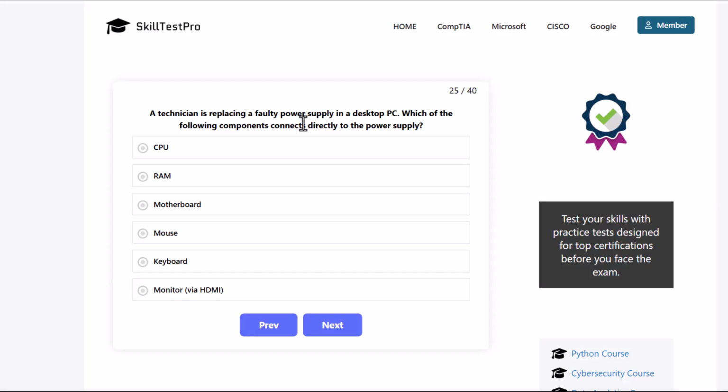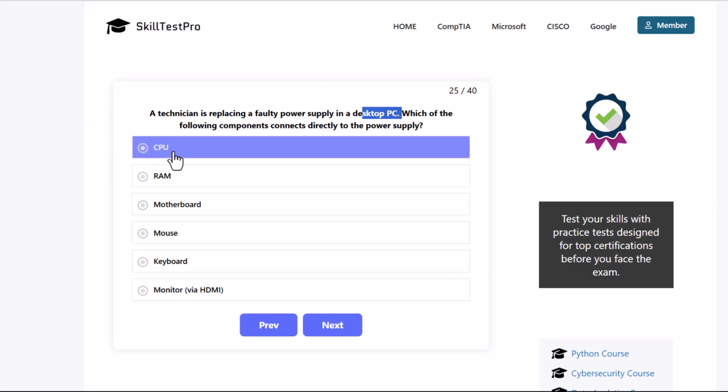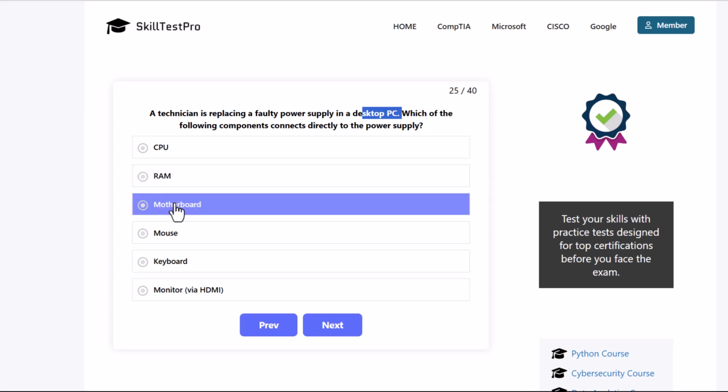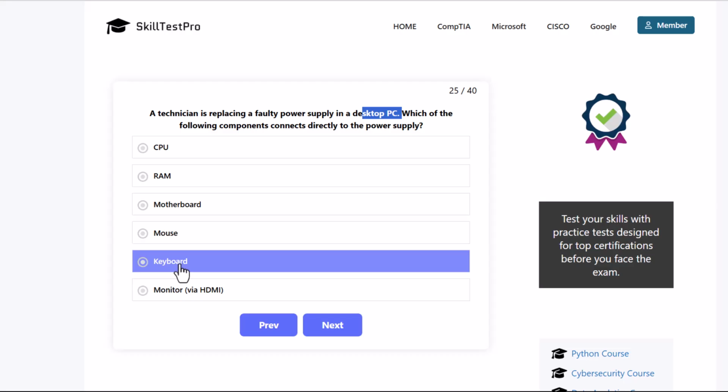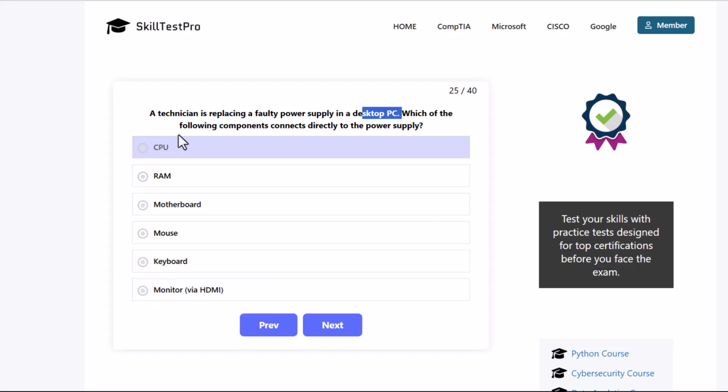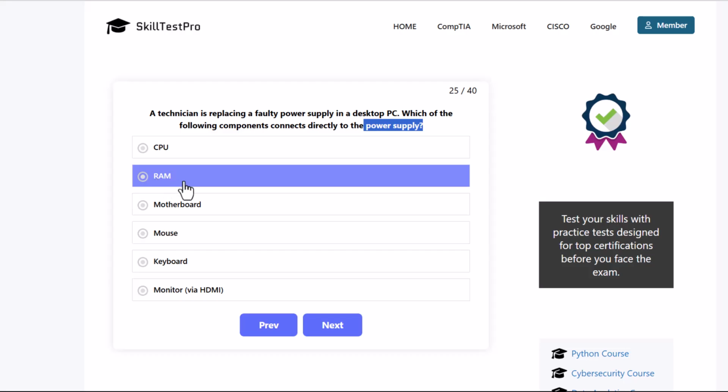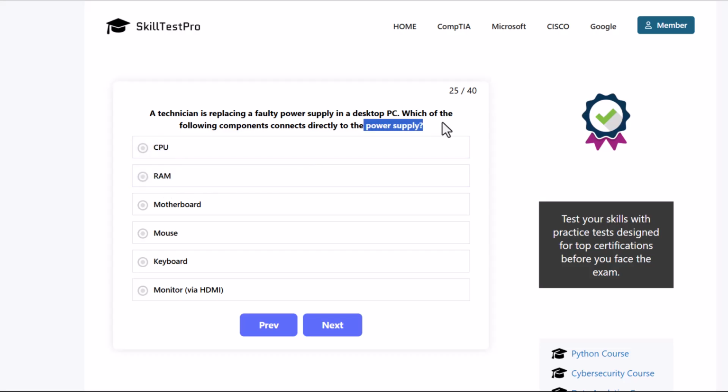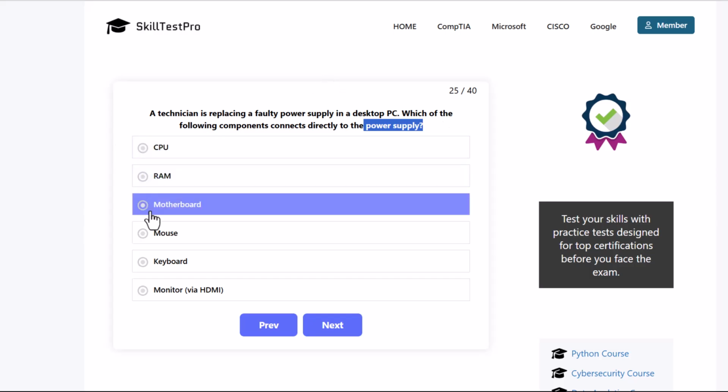A technician is replacing a faulty power supply in a desktop PC. Which of the following components connects directly to the power supply? So, which is connecting directly to the power supply on your PC or personal computer? CPU, RAM, motherboard, mouse, keyboard, or monitor? If we look at the CPU, this is not directly connected to the power supply. RAM or random access memory is also not directly connecting to the power supply, as it connects into the motherboard slot, and motherboard is most likely the correct answer, as we connect the power supply to the motherboard.